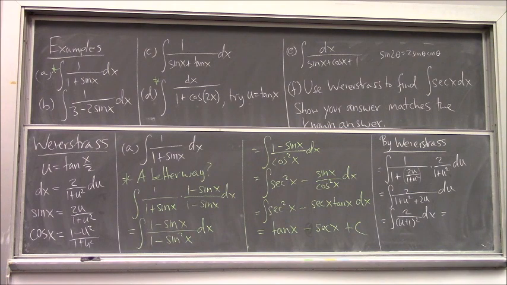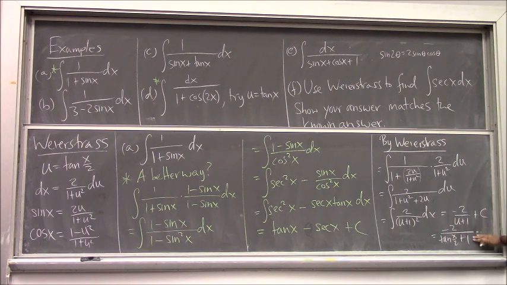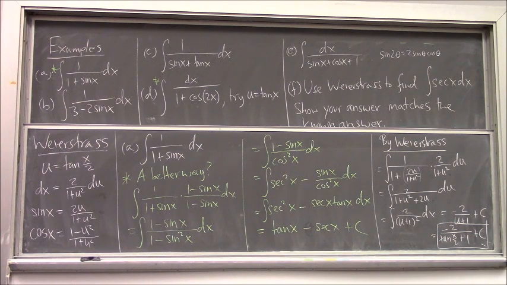And that's integrable. What's that? Negative 2 over u plus 1. And your u is tangent of x over 2, so it's tangent of x over 2 plus 1, plus c. That's what it looks like with the Weierstrass substitution. Technically, you can do another substitution, t equals u plus 1. That becomes 2t to the minus 2. You integrate that with the power rule and get minus 2 over t.